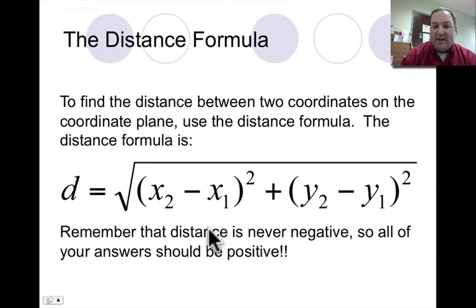Remember that distance is never negative. So all of your answers should be positive in this case, because when you square anything, you're going to get a positive, and square this over here, you're going to get a positive. A positive plus a positive is a positive, and the square root of a positive is still going to be positive. So the distance formula is d equals the square root of parentheses x2 minus x1 squared plus parentheses y2 minus y1 squared, and you're going to take the square root of that.